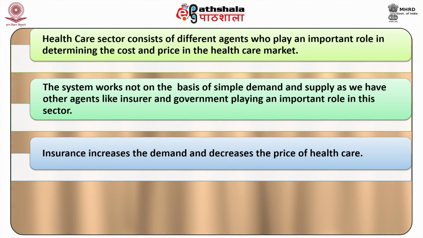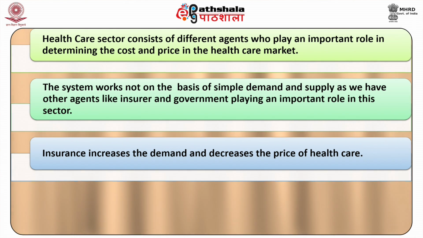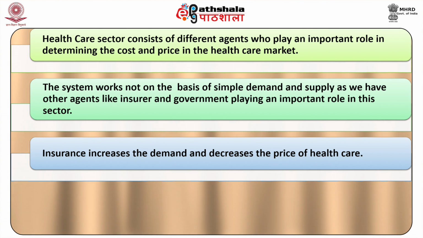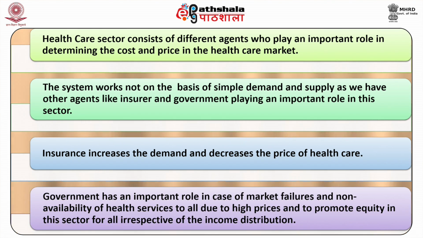When an individual is insured, then the person need not pay for the services availed to maintain good health. Government has an important role in case of market failures and non-availability of health services to all due to high prices, and to promote equity in this sector for all irrespective of the income distribution. In the chapter, we will analyze the role of demand and supply along with the impact of health insurance and the effect of government intervention on cost and price of healthcare.